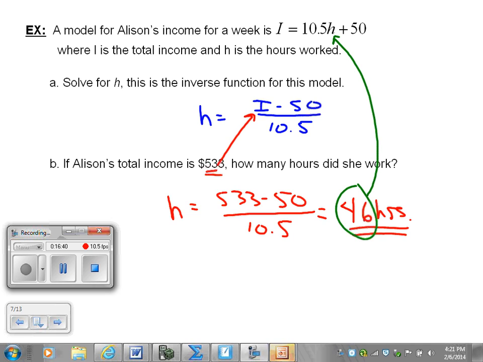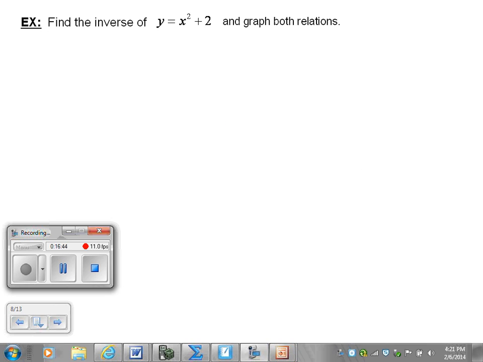Okay, folks, big finale here. We're going to find the inverse of our parabola here, y equals x squared plus 2, and we're going to graph both relations. And this is going to lead to something that is, I guess, moderately interesting.